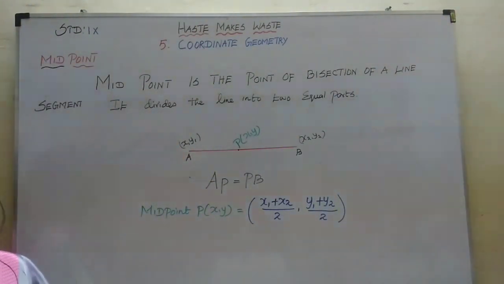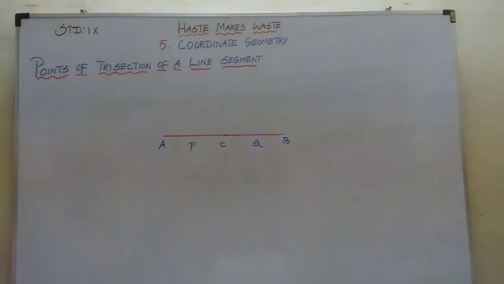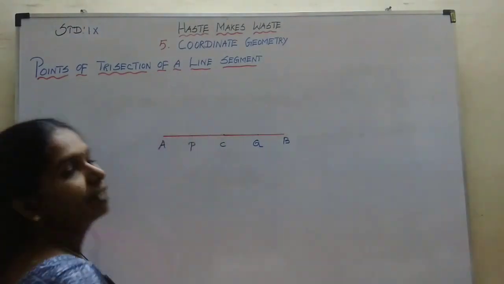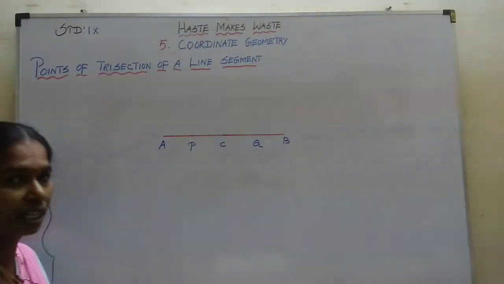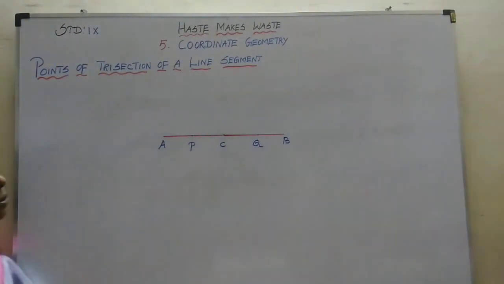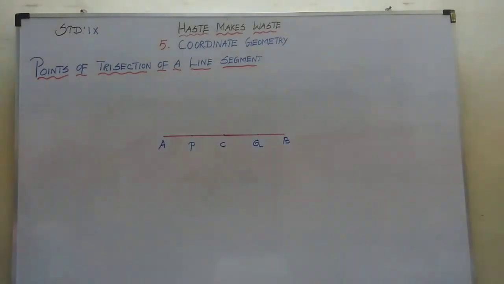Now we are going to see points of trisection of a line segment. What is the meaning of points of trisection of a line segment? Tri means what? Three. So here we are going to obtain three sections of a line segment. How do we get the three sections of a line segment, and what is the definition? For a line segment, how many points of trisection are there?